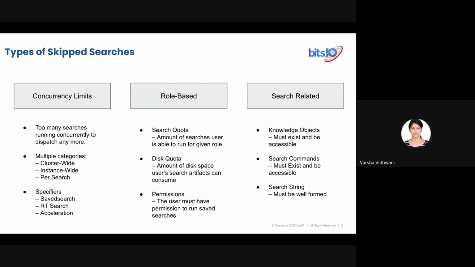It could also be, for example, that the search is using a command that the user doesn't have access to, so that can also be one reason it is skipped. It could also be something as simple as the search string not being well formed. It is not valid, like some broken query. In any of these cases, Splunk will just skip the searches instead of running them. So overall, skipped searches happen when the system is overloaded, or the user isn't allowed to run the search, or the search itself is an issue.